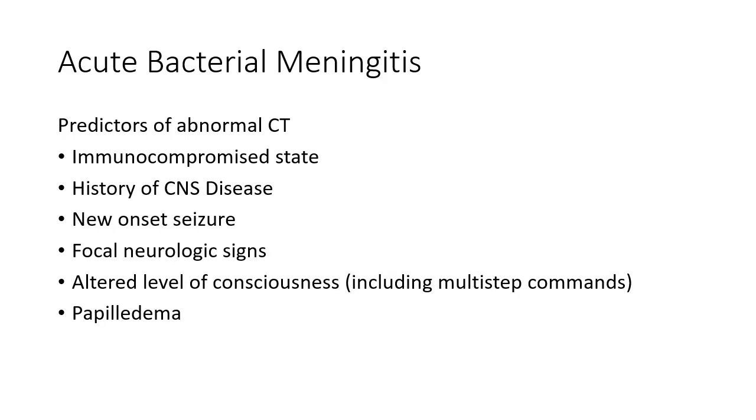And so there are certain things that are good predictors of an abnormal CT in these cases, as well as other clinical scenarios. One being an immunocompromised state, any history of CNS disease, any new onset seizures, any focal neurologic deficits, an altered level of consciousness, including even multi-step commands, and then, of course, papilledema, which is a classic sign of increased intracranial pressure, with these clinical correlates often being blurry vision.